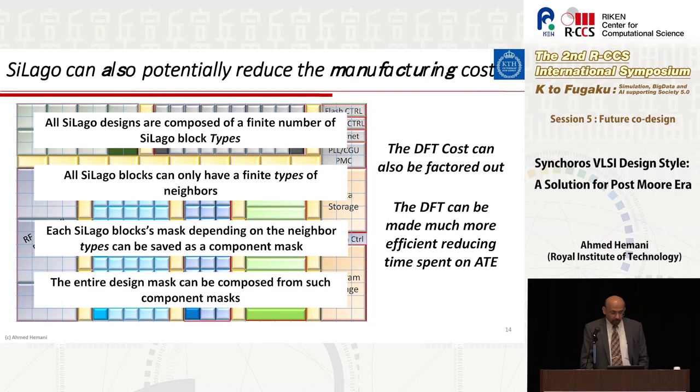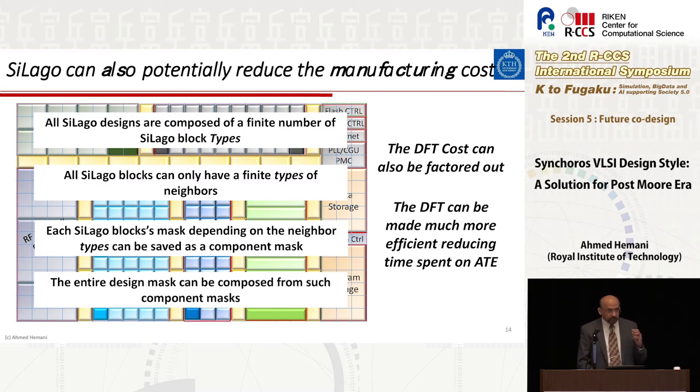All right, now, how do you reduce the manufacturing cost? It's not just the design cost, but you can also reduce the manufacturing cost, because all saliva designs are made up of a finite number of saliva block types. And each saliva block type can only have a finite number of valid neighbors.